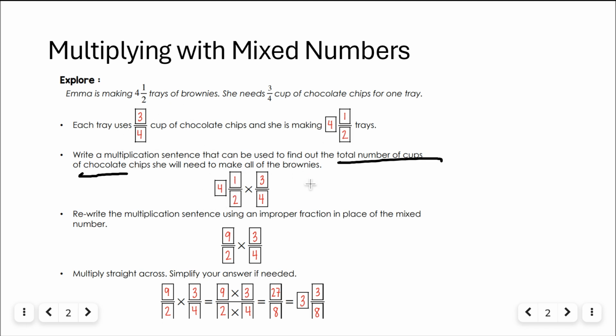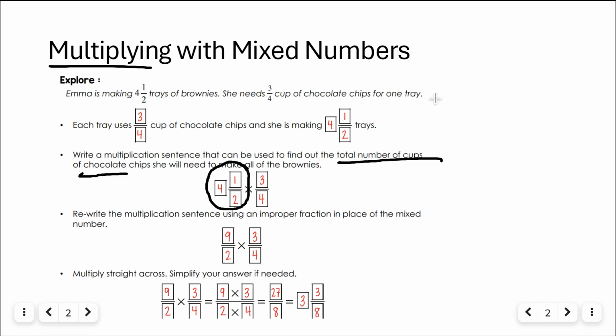3/4 cup. So what we're going to do to multiply mixed numbers is we're going to convert this mixed number into an improper fraction. So the 4 times the 2 is 8. 8 plus 1 is 9. Keep the denominator. 9 over 2 times 3/4. Okay, we'll multiply straight across. And then we can go back to a mixed number if we want.